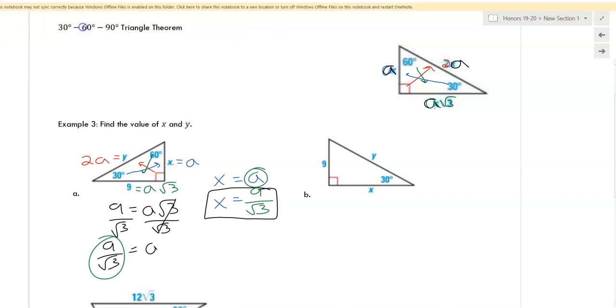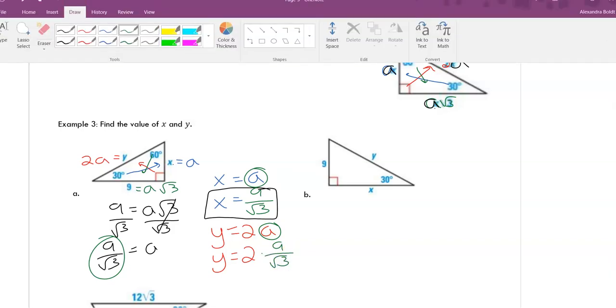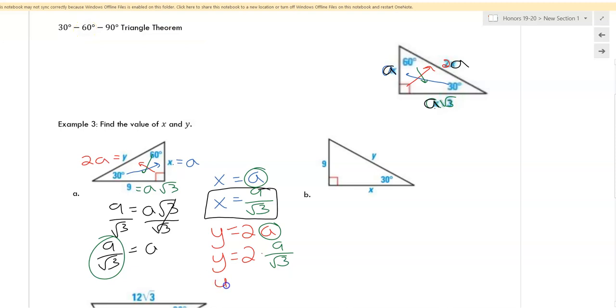Alright, then for y equals 2a. Well, again, I know a already. So y equals 2 times 9, which is 18 over root 3. So we're solving for whatever that a value is, and then we're using it, and then just plugging in.